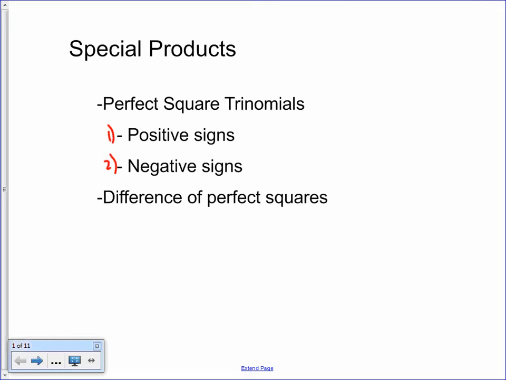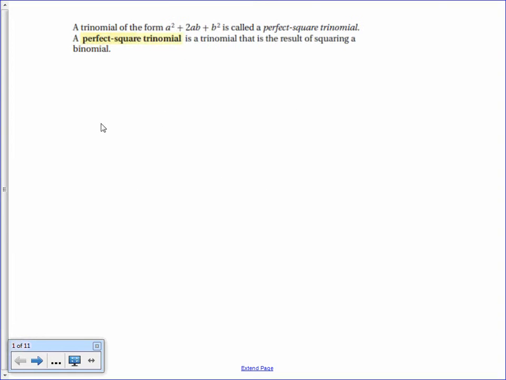And then difference of perfect squares. That's the third type of special product that we're going to talk about. So the first two kind of go hand in hand. One just has positive signs, one just has negative signs. And three, difference of perfect squares. That'll actually deal with one positive and one negative.